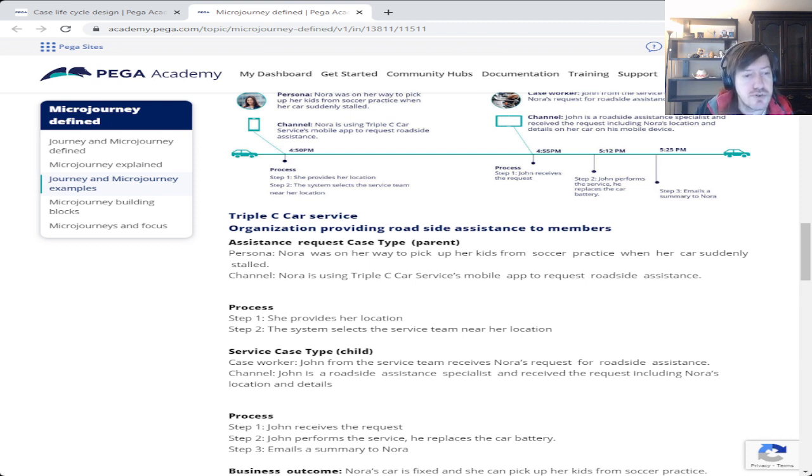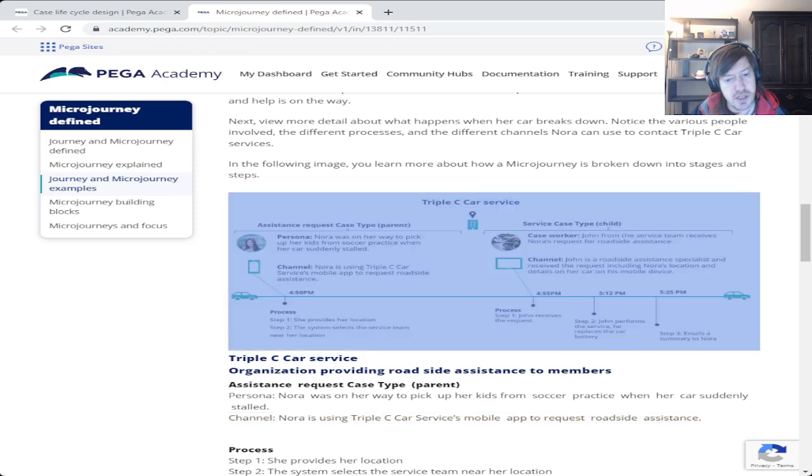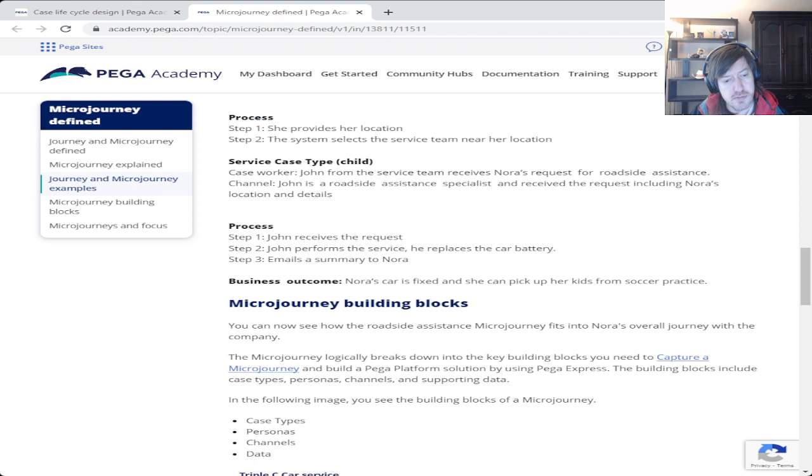Triple C car service organization providing roadside assistance to members. Assistance request case type. Incorrect. Persona. I was on our way to pick up. You're continuing to repeat yourself here, Pega. What the heck? She provides her location. Okay, so I guess if you're not seeing the image at all, they're just repeating the details. Once again they need to fix that, but whatever.